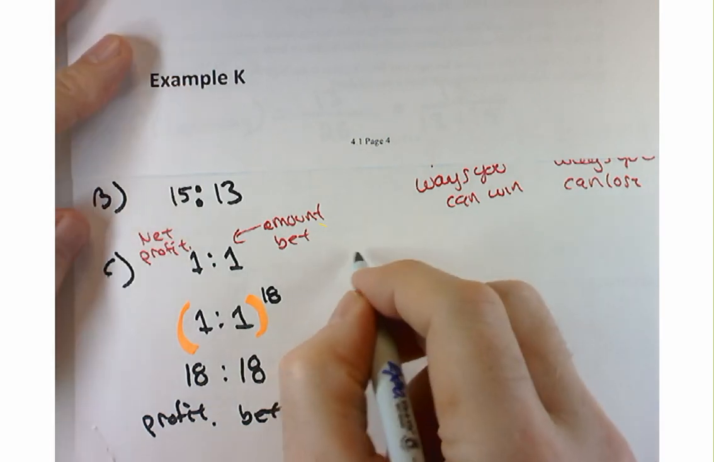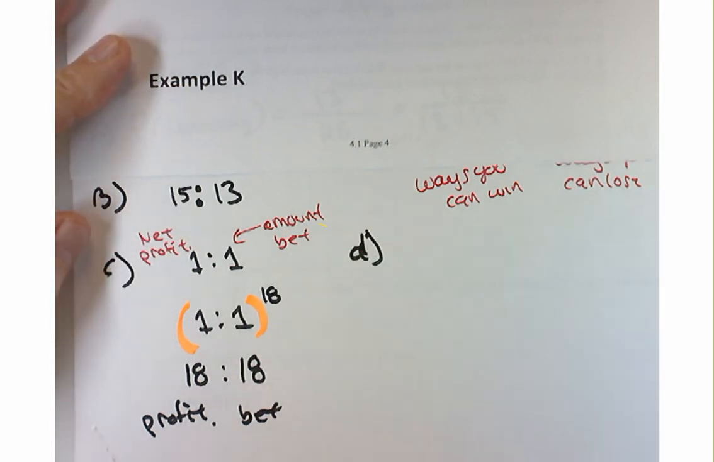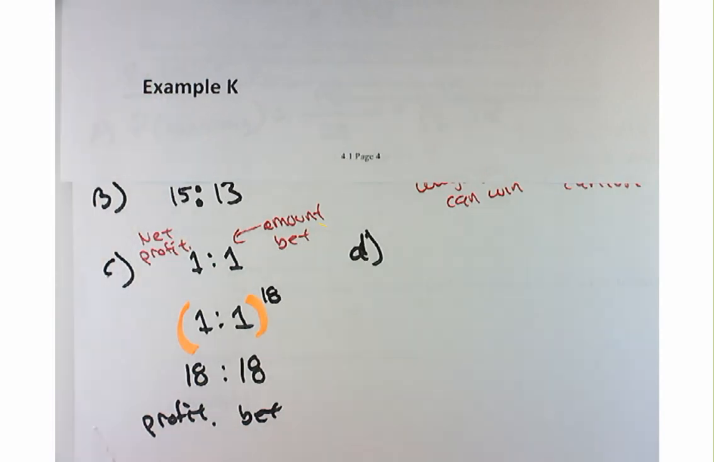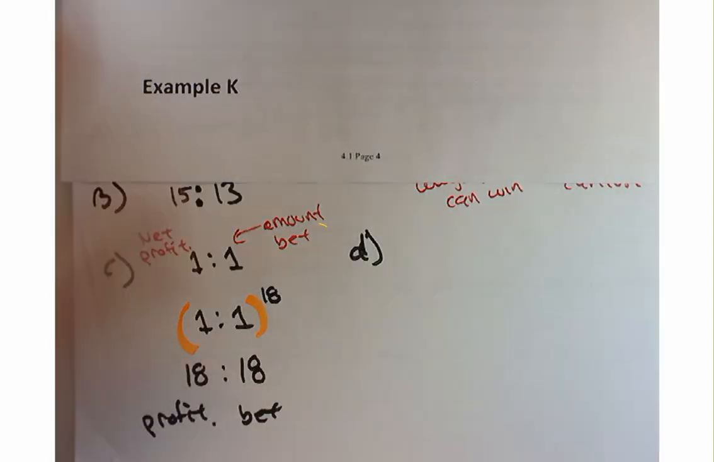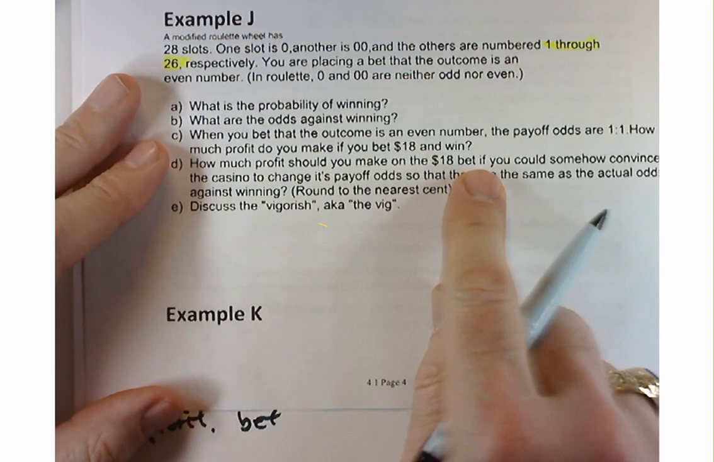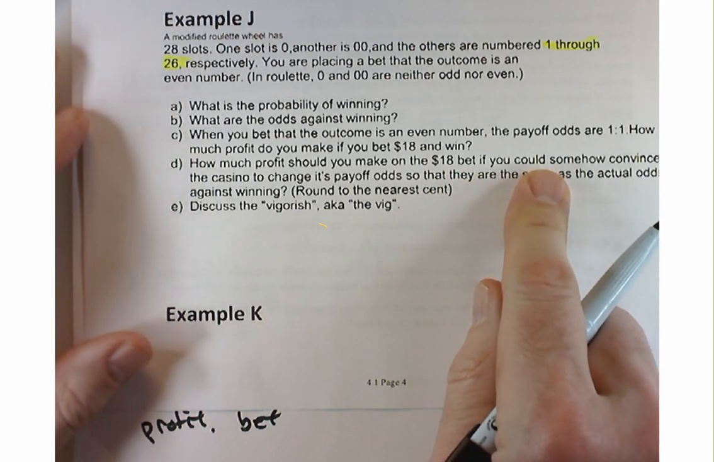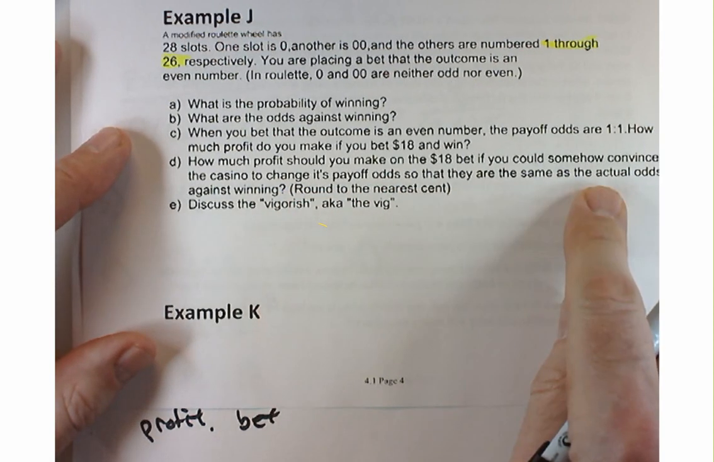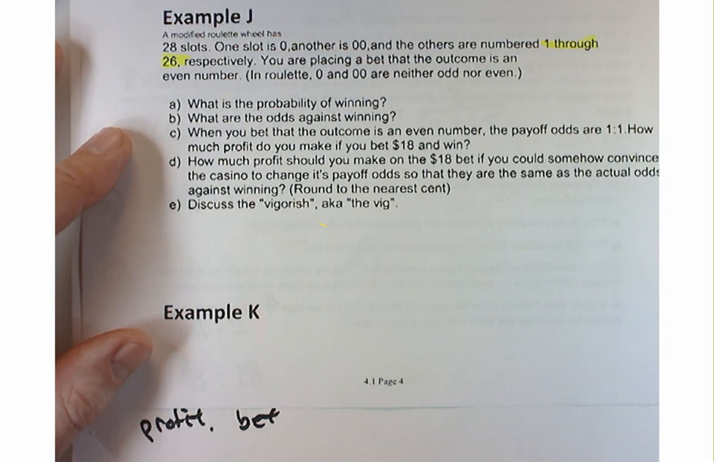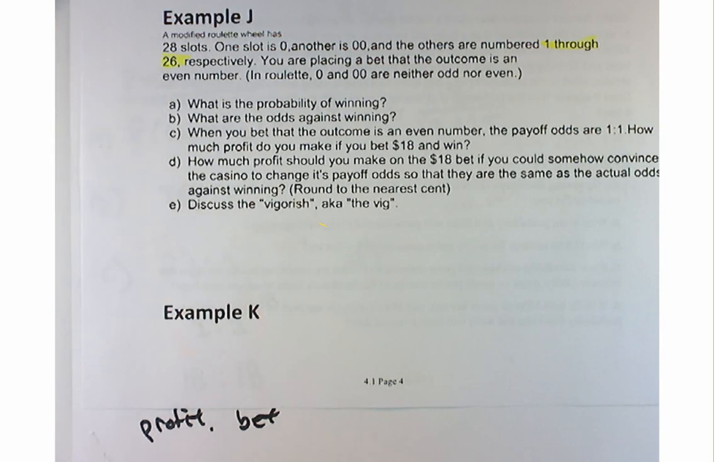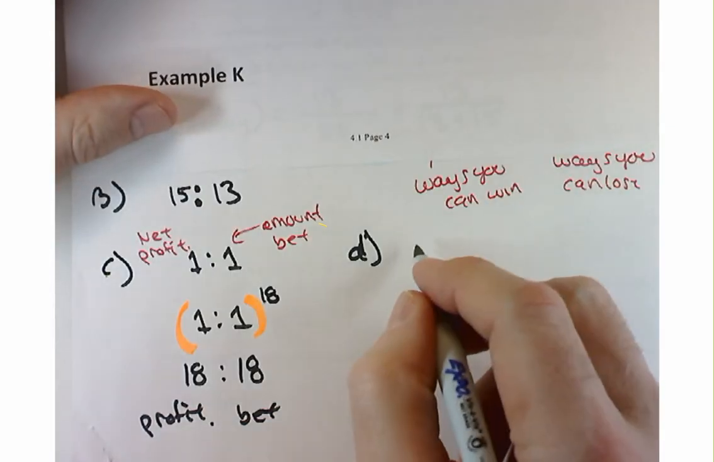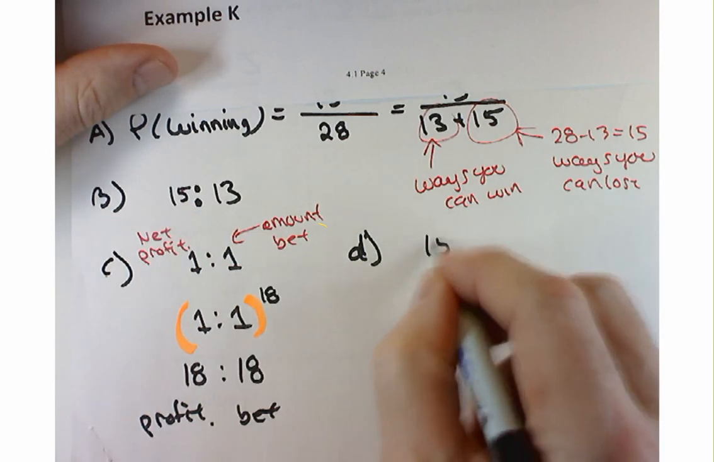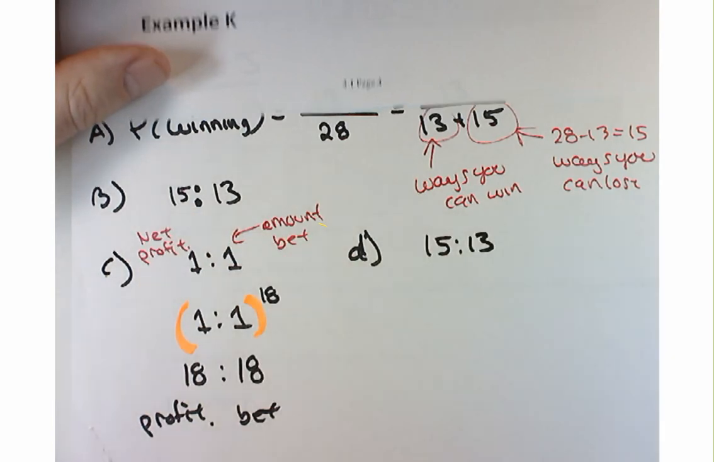Let's look at part D. How much profit should you make if you bet $18 and if you could somehow convince the casino to change the payoff odds so that they are the same as the actual odds against winning? Now, this is what you should be getting when you go to the casinos and place your bets, is the actual odds against winning. So those odds against, one more time, were 15 to 13.